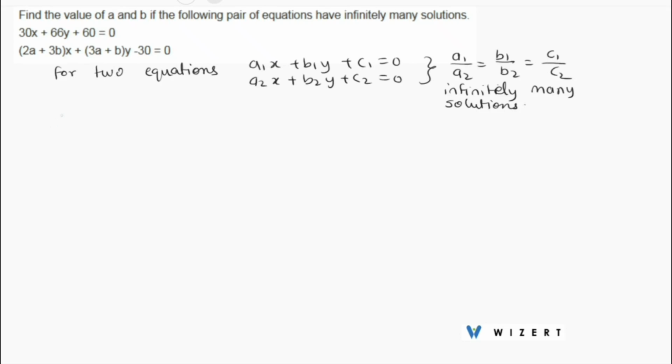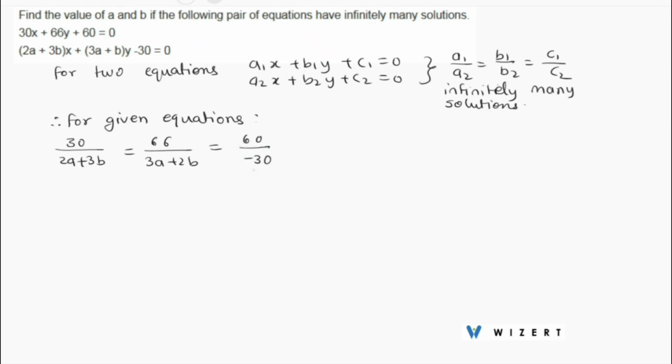So, in our equations, for the given equations, we have 30 divided by 2a plus 3b should be equal to 66 divided by 3a plus 2b, and that should be equal to 60 divided by minus 30, which is equal to 1 by minus 2. So it should be equal to minus 2 by 1.